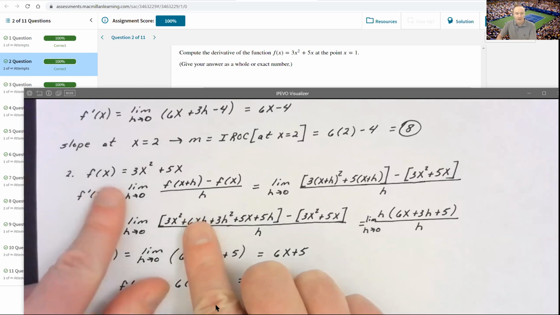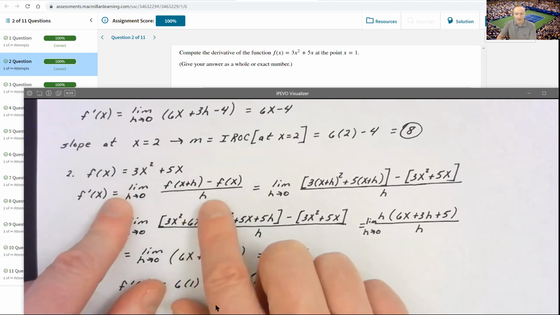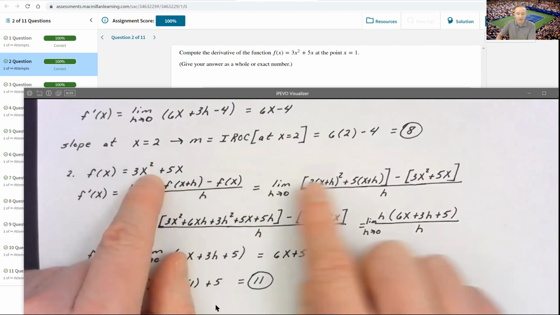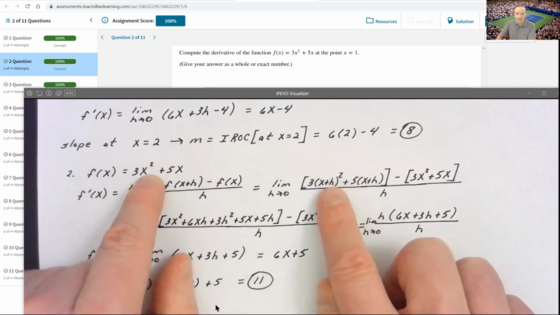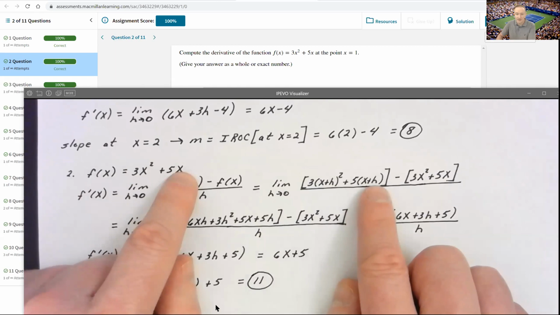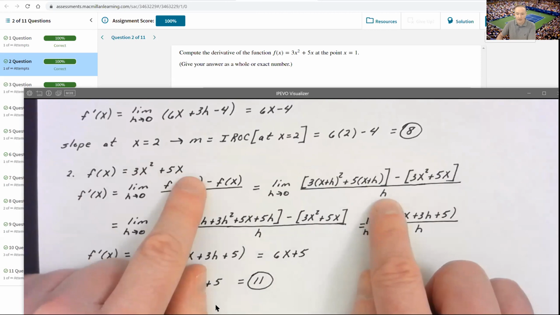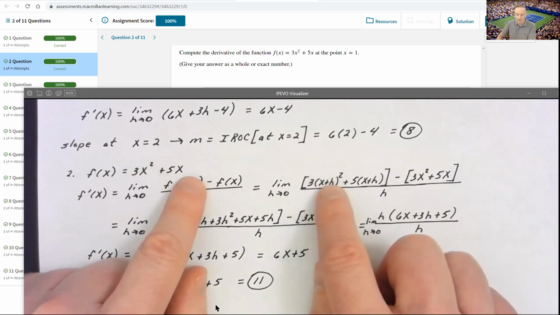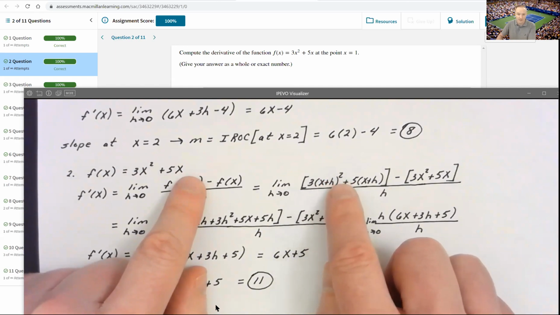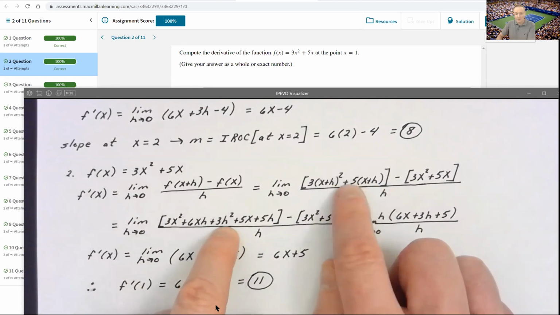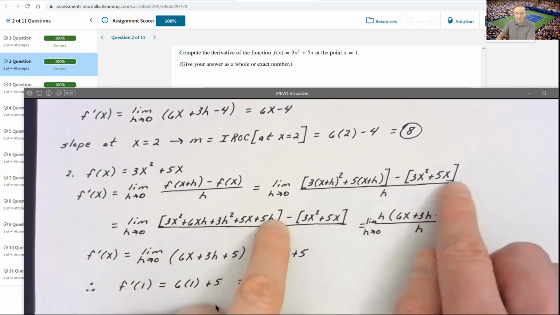So I said, okay, f prime of x is equal to this limit definition of the derivative. Well, what is f of x plus h? It's your function with an x plus h in the place of x. So you see I have 3 times x plus h squared plus 5 times x plus h minus f of x, which is just minus your function, all over h. Now, again, please remember, x plus h quantity squared is equal to x squared plus 2xh plus h squared. You distribute a 3 through there, and you'll get 3x squared plus 6xh plus 3h squared. Then I'm going to have plus 5x plus 5h minus f of x.